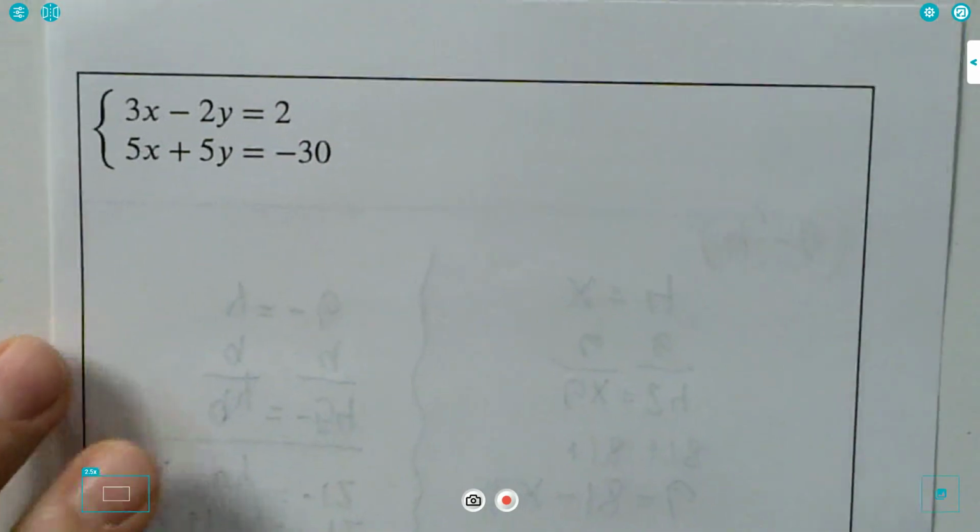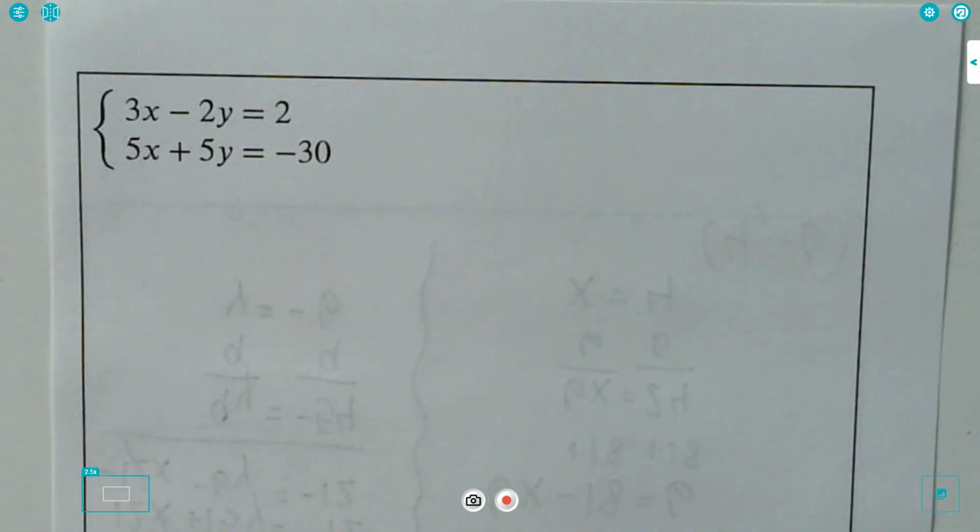3x minus 2y equals 2. 5x plus 5y equals -30. What is the lowest common multiple of 3 and 5? 15. What is the lowest common multiple of 2 and 5? 10.